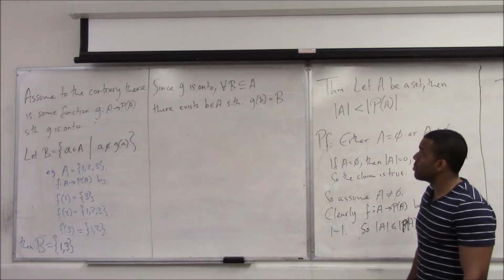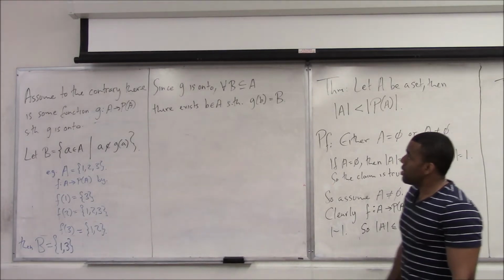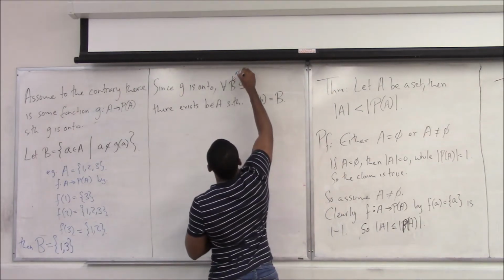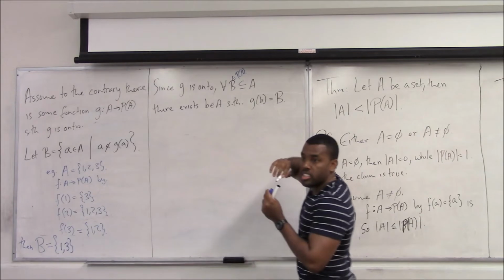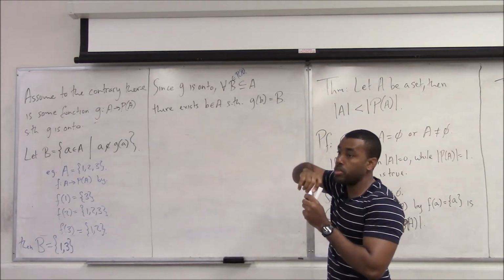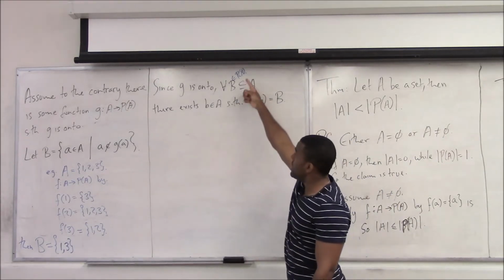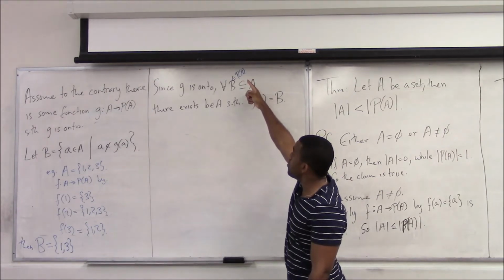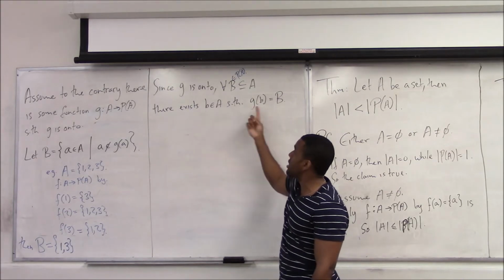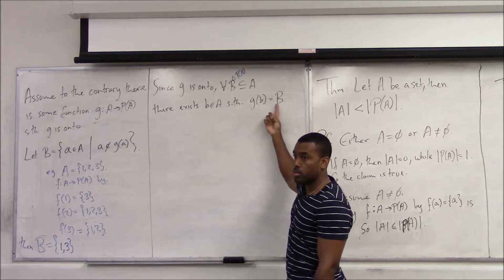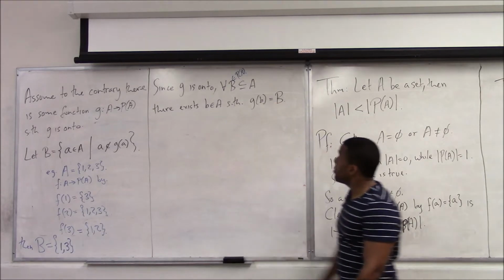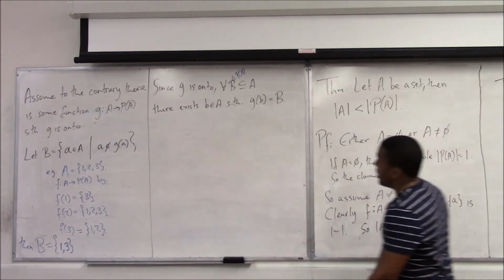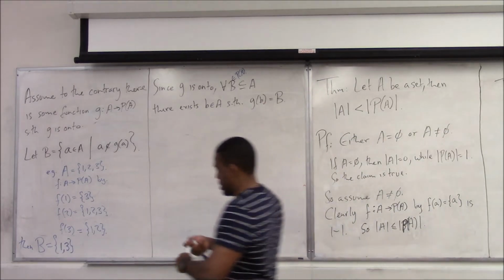For all B a subset of A, this means B would be an element of the power set. B is clearly going to be in the power set because it's a subset of A, and the power set is the set of all subsets. So I'm saying for all elements in the codomain, there must be an element in the domain such that the function maps to that element. That's what onto means. So B a subset of A means it's an element of the power set. So here's the thing.